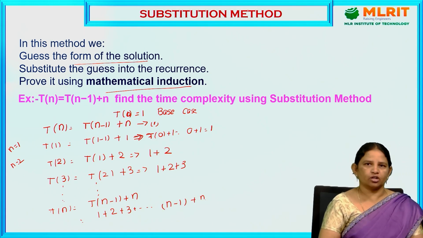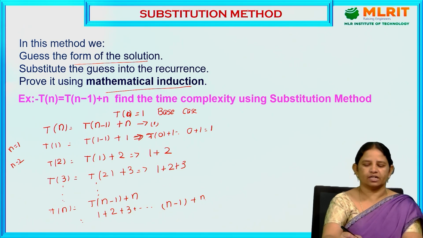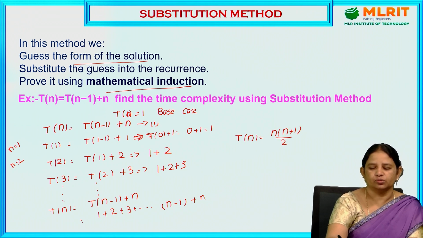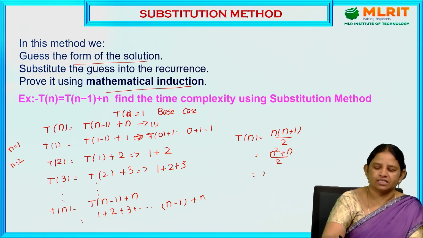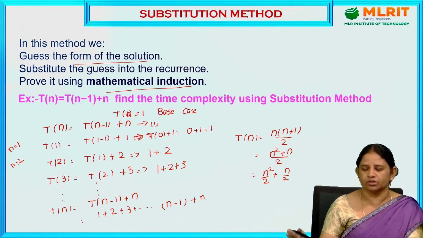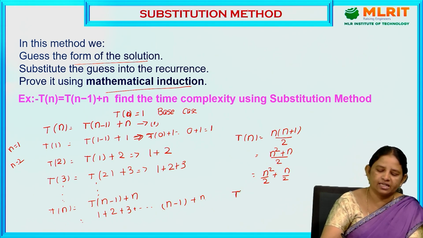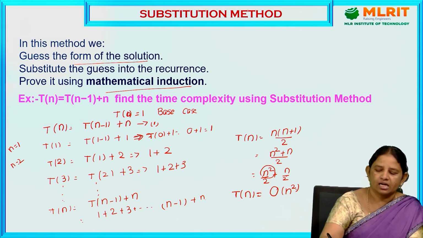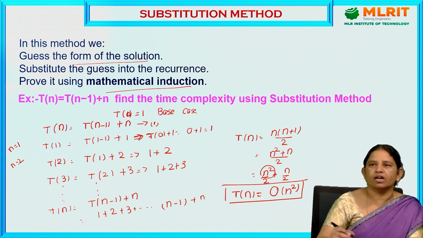So we know the equation for sum of n natural numbers, that is T of n equal to n into n plus 1 divided by 2. That is n square plus n by 2. We'll get n square by 2 plus n by 2. In the case of time complexity, we always ignore the constant values. We always measure the time complexity in the higher order. So n square is the higher order compared to n. T of n equal to big O of n square is the time complexity for the given recurrence relation.